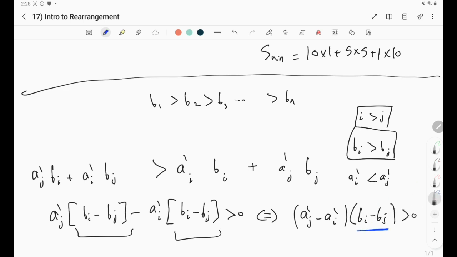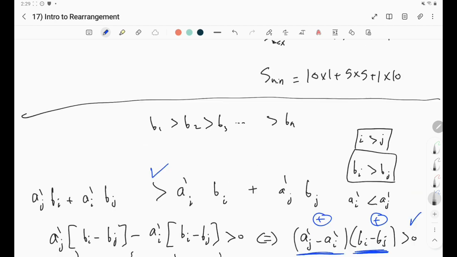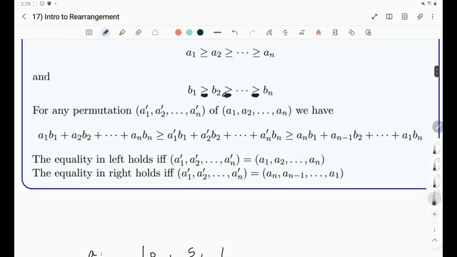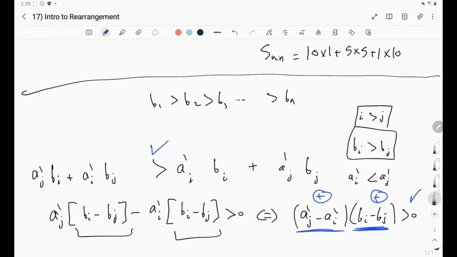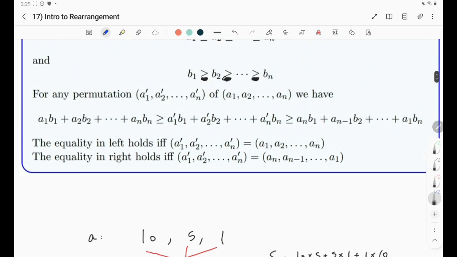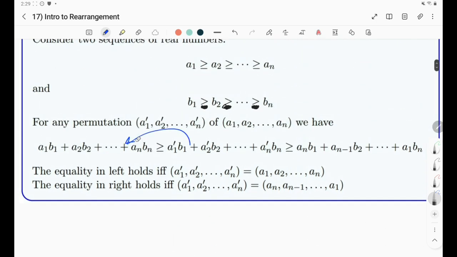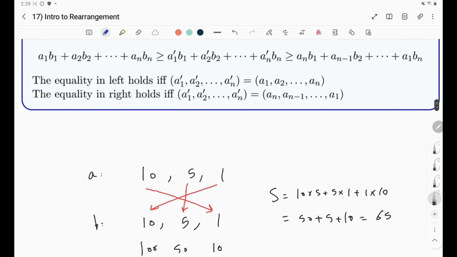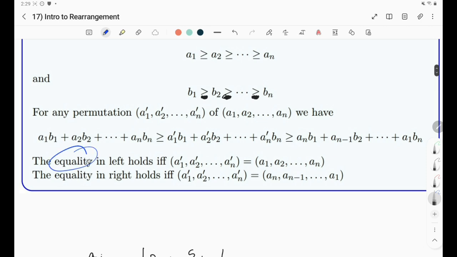Well, let's see. This thing here, we know BI greater than BJ, so it's positive. This thing here, we know that AJ prime is greater than AI prime, so it's positive as well. So indeed, this is true. So now what you can do, you can keep applying this process each time. Each time you have two that are not arranged properly, just flip them. If you keep doing that, of course, at the end of the day, you will get it in this sequence.